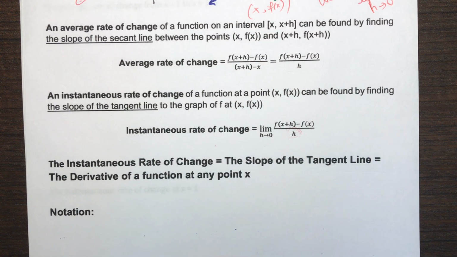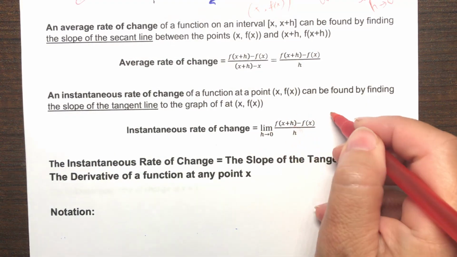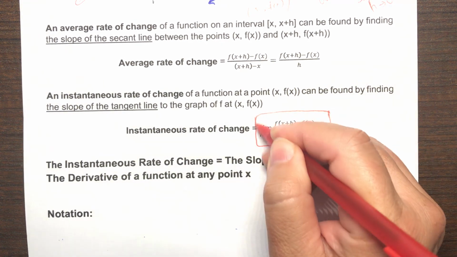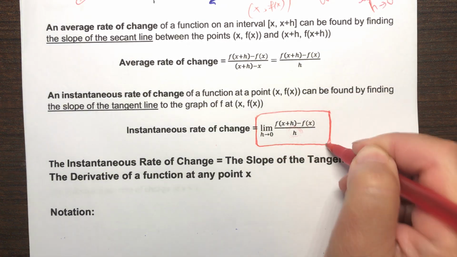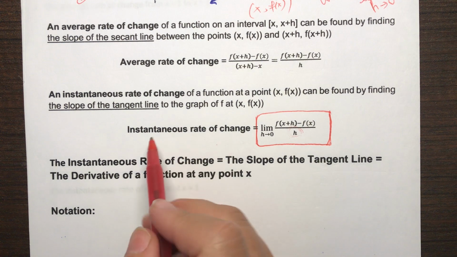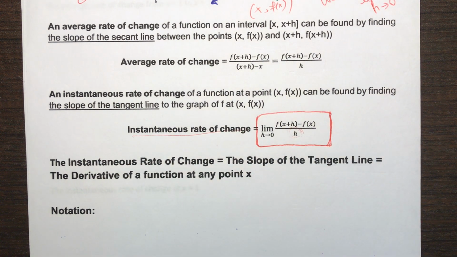So that's what a limit is, right? We are letting h get close to 0, and then we're looking at what the y values get close to. What do these ratio values get close to? So that's the instantaneous rate of change, okay?